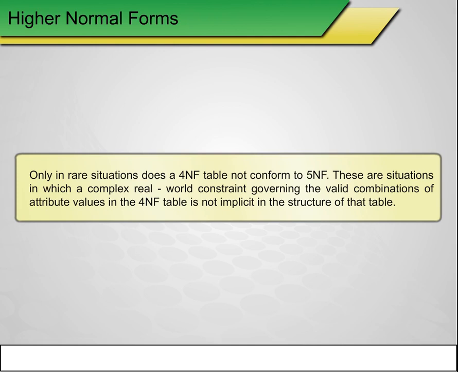Only in rare situations does a 4NF table not conform to 5NF. These are situations in which a complex real-world constraint governing the valid combinations of attribute values in the 4NF table is not implicit in the structure of that table.